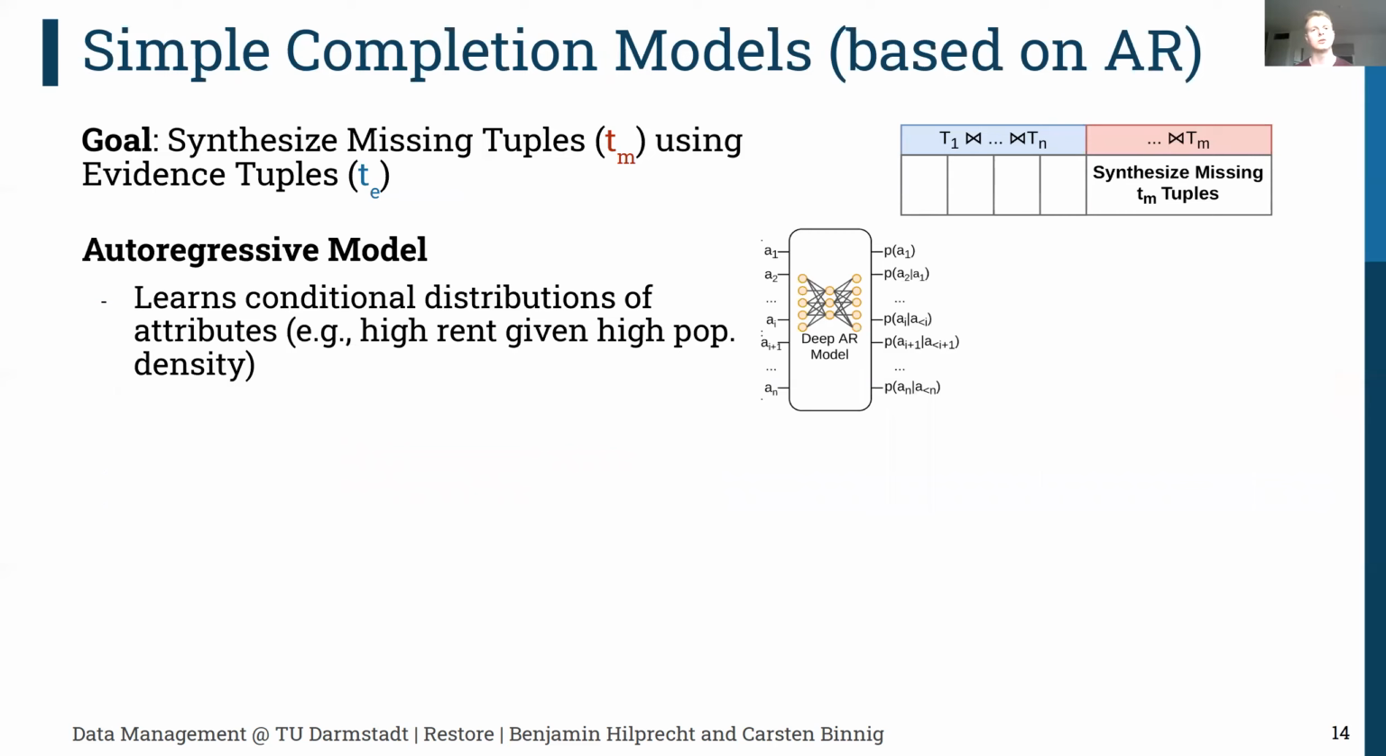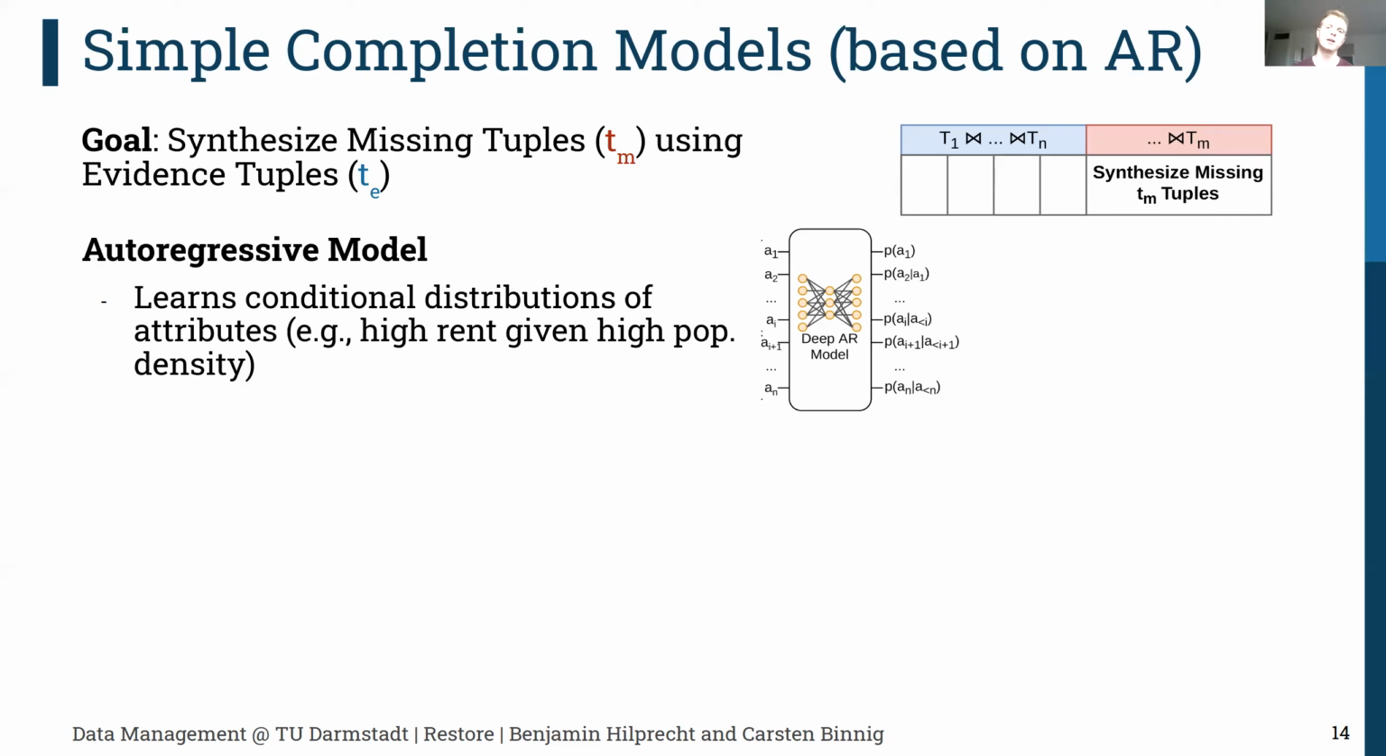The first option that I mentioned previously are the simple completion models, and they are based on autoregressive models. And here our goal is to synthesize missing tuples using evidence tuples as input. So just as a quick reminder, an evidence tuple could be a neighborhoods tuple, and a missing tuple could be an apartments tuple. And for this, we leverage autoregressive models, and they learn conditional distributions of attributes. For instance, they might learn that we expect to see a really high rent given a high population density.